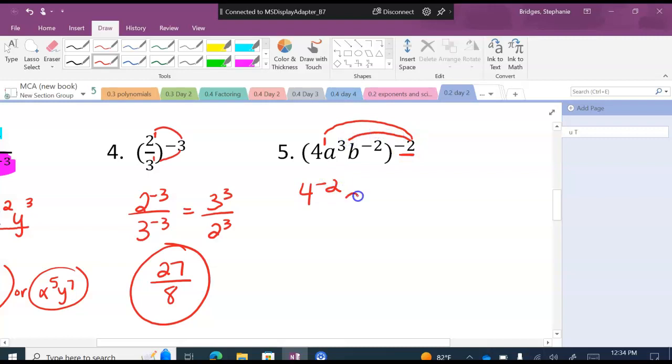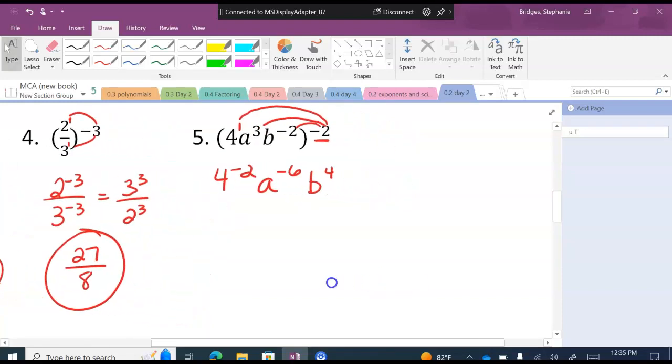Then it becomes a to the what power? And then b to the 4th, okay? Because negative 2 times negative 2 is 4. Does everybody understand that part so far? Now what I need to do is rewrite this without negative exponents. That means anything that has a negative exponent attached to it is going to move. Okay, starting with that 4. Does that 4 have a negative exponent on it? So it's going to move where? To the bottom, and it becomes 4 to the positive 2.